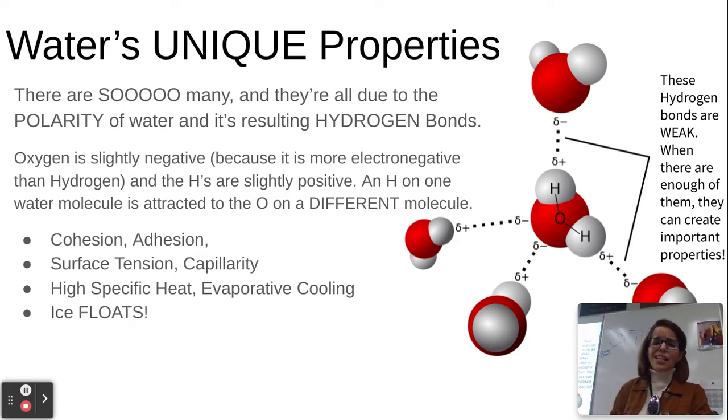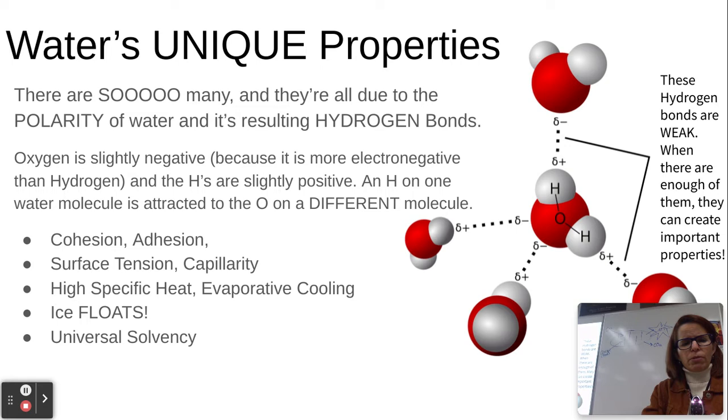High specific heat means because of the hydrogen bonds, you have to add tons and tons of energy for the temperature to change. So the temperature doesn't change very quickly. When it finally does change, there's evaporative cooling. That means when it evaporates, it makes your body feel cooler, or whatever the surface is, the temperature goes down. Ice floats because of hydrogen bonds. When it forms a solid, usually solids are more dense and so they sink. But in this case, the hydrogen bonds cause the water molecules to be far apart. And so the ice floats.